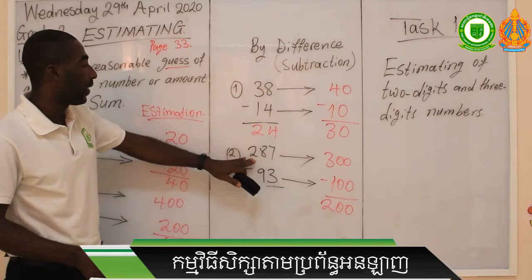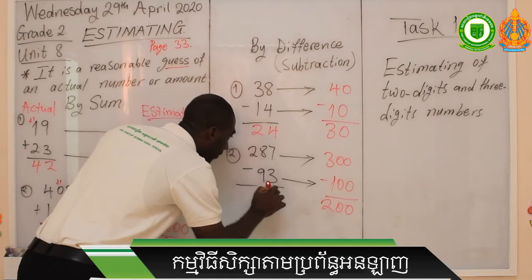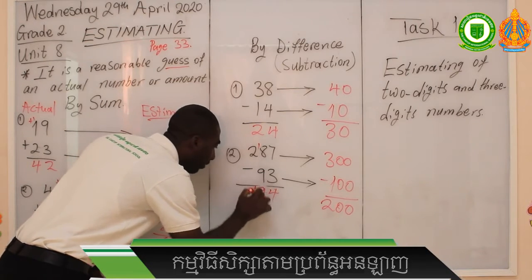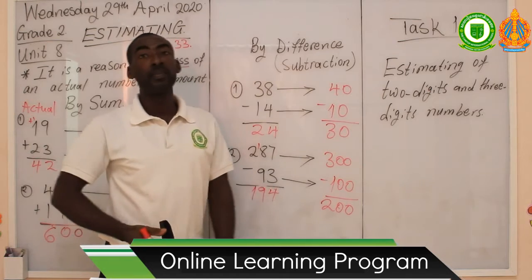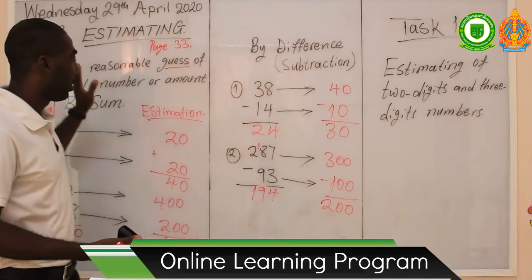Okay. Now let's look at the actual. 3 from 7 will give us 4. This from this is not possible. Bring here. So we have 9 and then we have 1. So this is our actual. This is our estimated figure. So we see the difference.